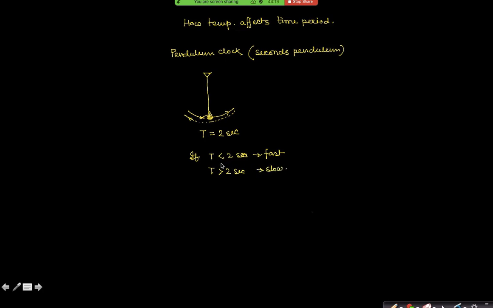How can the time period change with temperature? There is a formula you should remember. We will do it in the SHM chapter. The time period formula is 2 pi under root of L by g. You have to remember this formula. We will not derive this right now because we will do it in the SHM chapter. If the length of the pendulum is L, then the time period is 2 pi under root L by g.